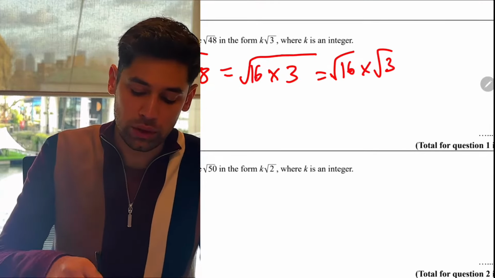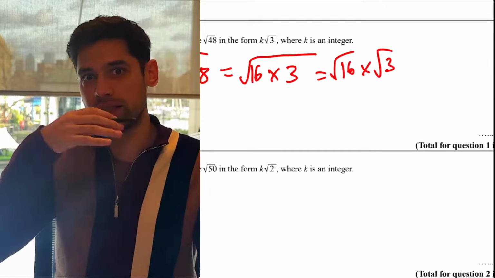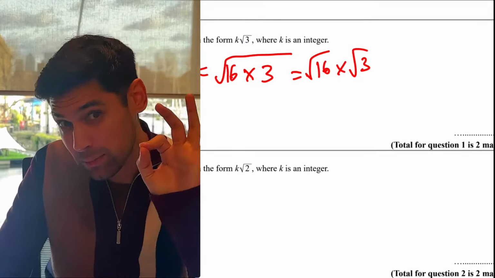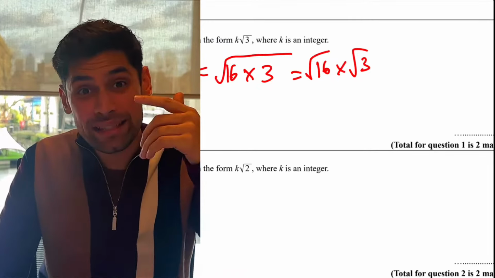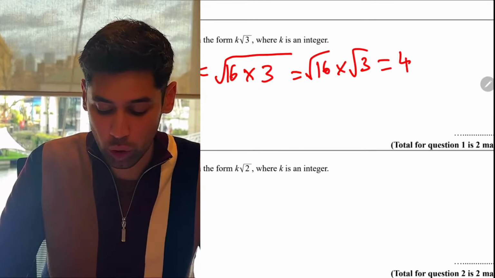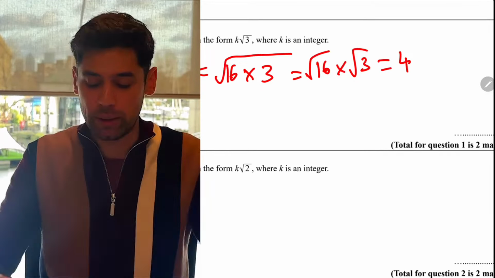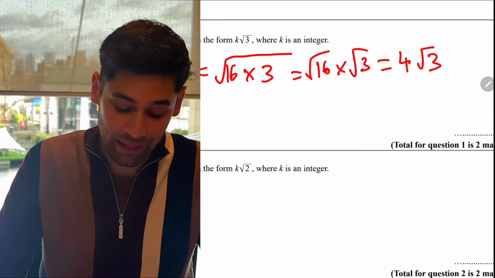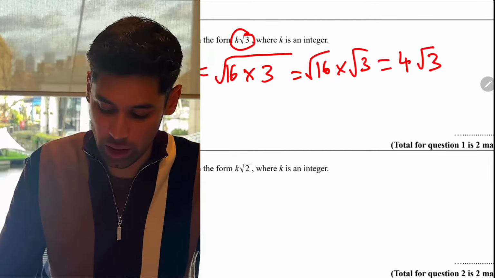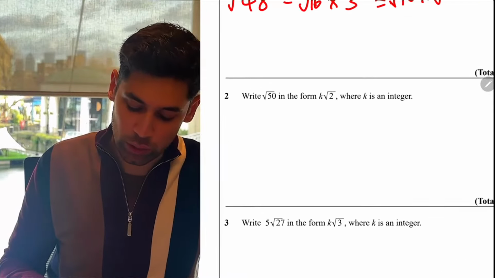because the root of a product is the same as the product of two roots. And then root 16, here's the genius part, this is why it has to be a square number. Root 16 is 4. So we look at this and say root 16 can be simplified, so we write it as 4. Root 3, we can't do anything to it, so we just leave it as root 3. And that is the k root 3 situation, so k is 4 in this scenario. Let's try the next one.